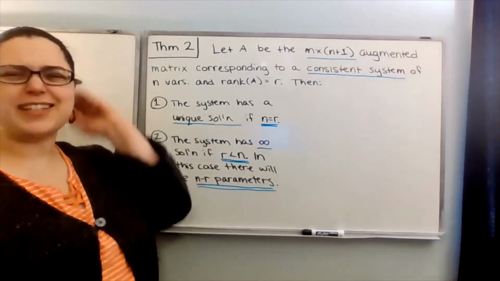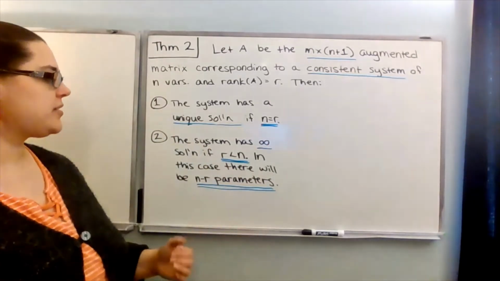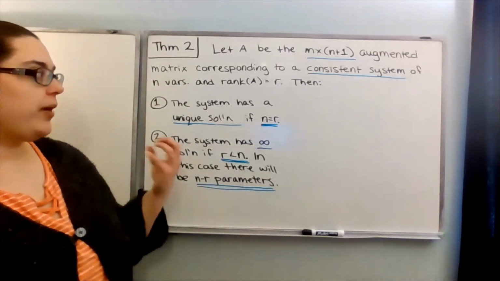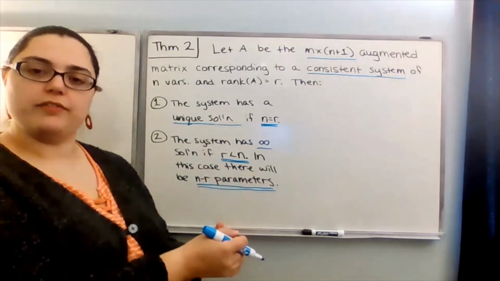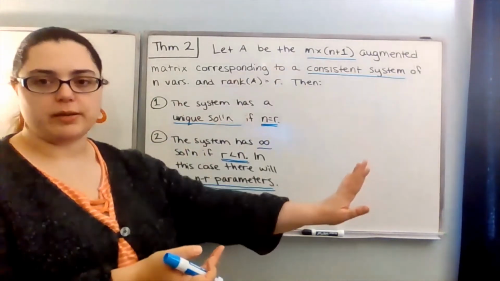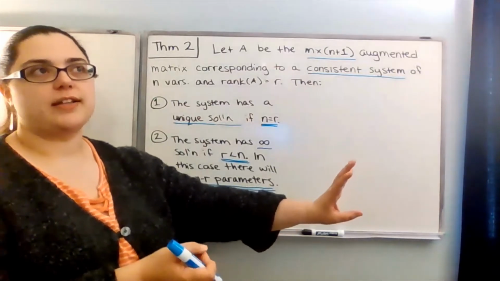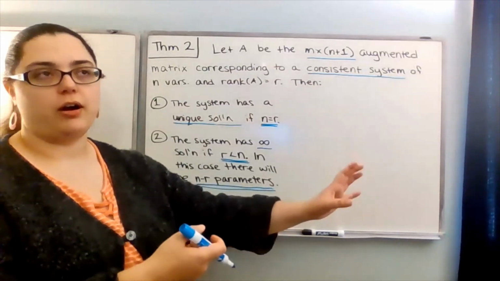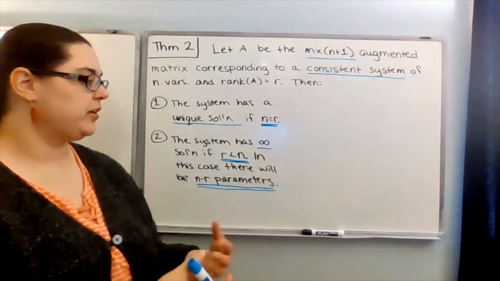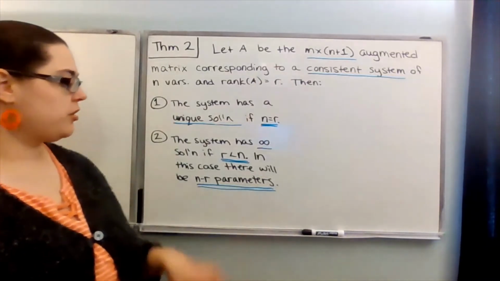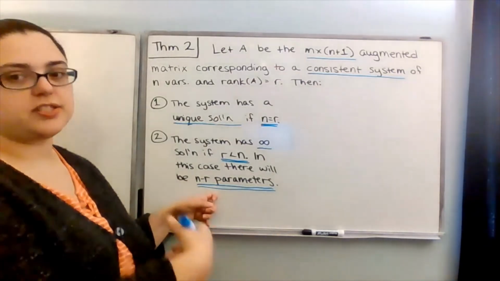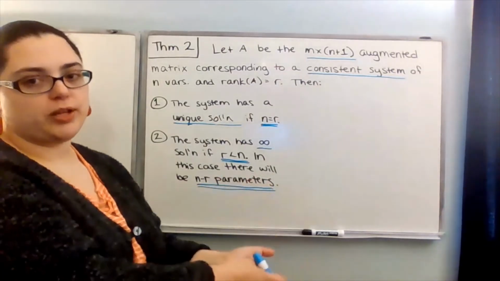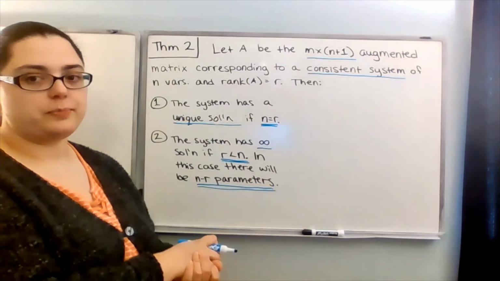And if we think about this, it kind of makes sense because the rank represents how many basic variables I'm going to have. Those are the variables that are defined to be something. So the ones that are free, that we don't know what they are going to be, are however many are left over. So I'm going to take my total number of variables, subtract the ones that are basic, and that will get me however many parameters we have.